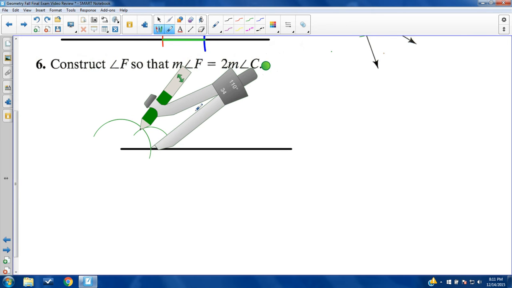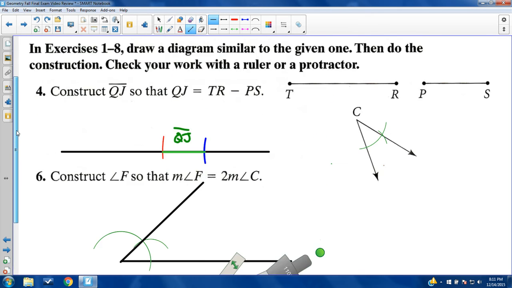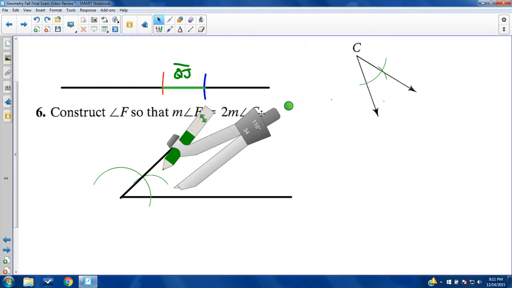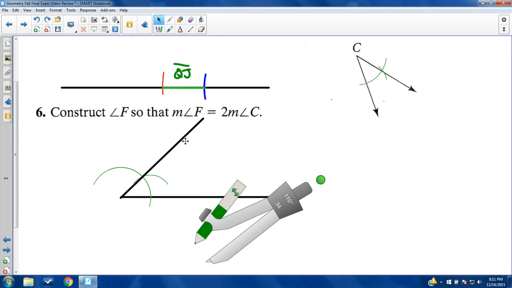Now, what I could do next is draw a line, and this would give me the measure of angle C. But what I want is twice the measure of angle C. So I'm actually going to skip drawing this line, because this intersection right here marks the arc. It also marks the intersection right there. All I need to do is place my vertex.